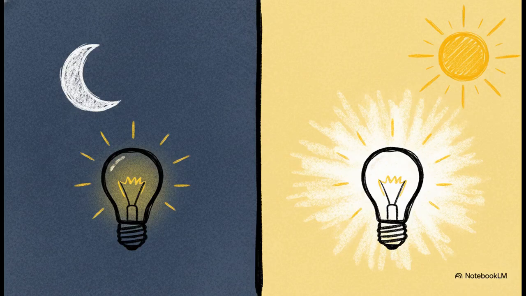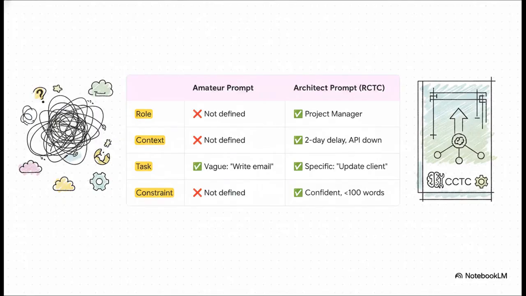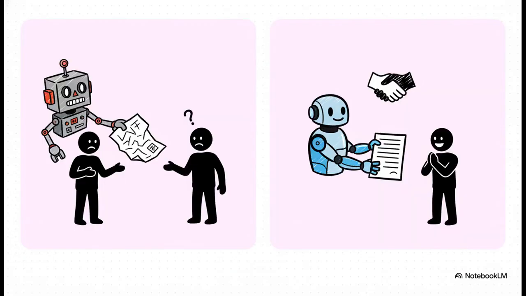Okay, theory is cool, but let's see the difference this actually makes. This is the fun part. On the left, a typical amateur prompt. On the right, a proper architect prompt using our system. The amateur gets a robotic apology, but the architect gets a pro update that builds trust.